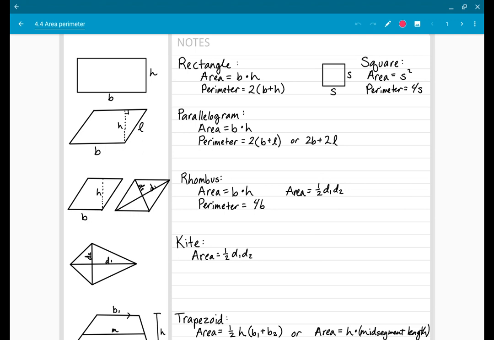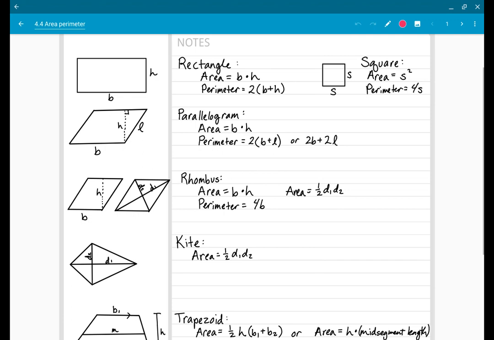And I didn't include a perimeter formula here because you're just going to have to add the sides up. Or you can recall that a kite has two pairs of congruent sides, so really you only need to know two of the lengths and then just double them.